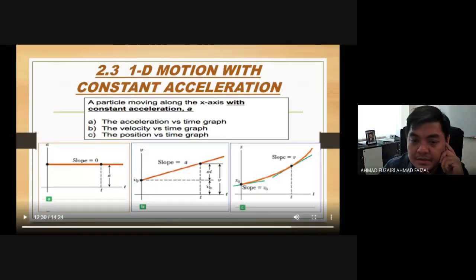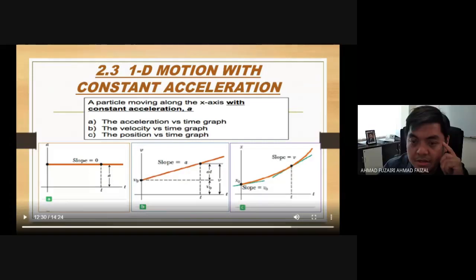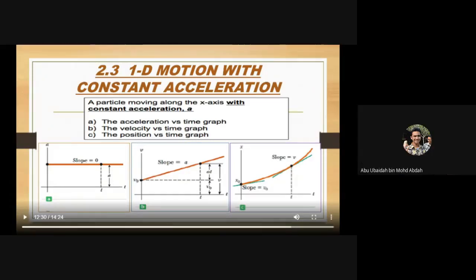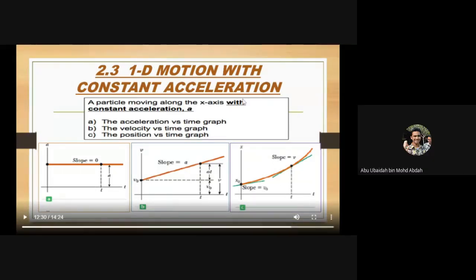Kalau yang non-constant acceleration, yang velocity tu mesti curve lah. Maksudnya kalau contoh acceleration berubah, macam dia macam curve, velocity tu macam mana? Dia akan curve juga ke dalam graf? Saya nak faham balik soalan awak. Contoh acceleration tu dia bertambah, dia berkurang. Kan dia macam menaik, menurun.